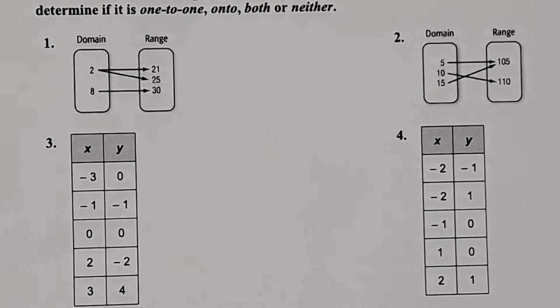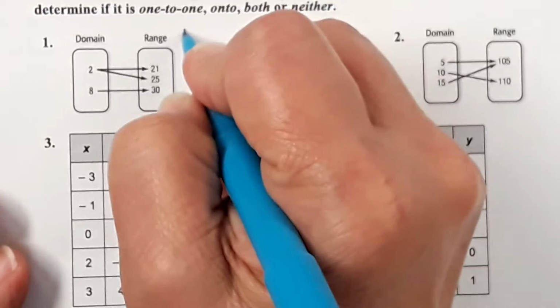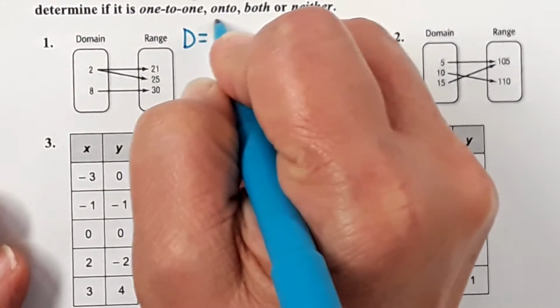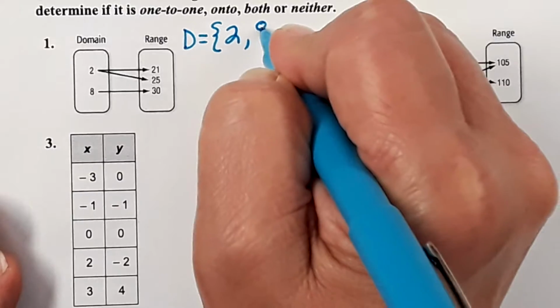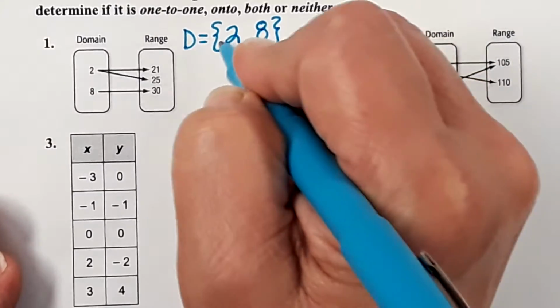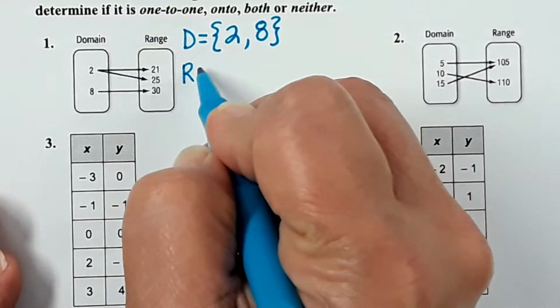Okay, so let's look at number 1 and let's state the domain and the range. What is the domain of number 1? Okay, and remember, anytime you state the domain and you state the range, it should always be in order from smallest to largest. What is your range? 21.